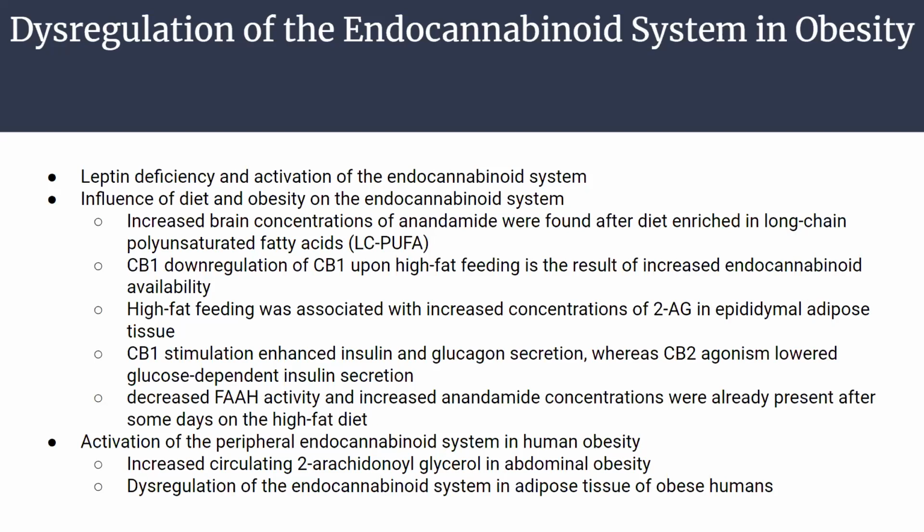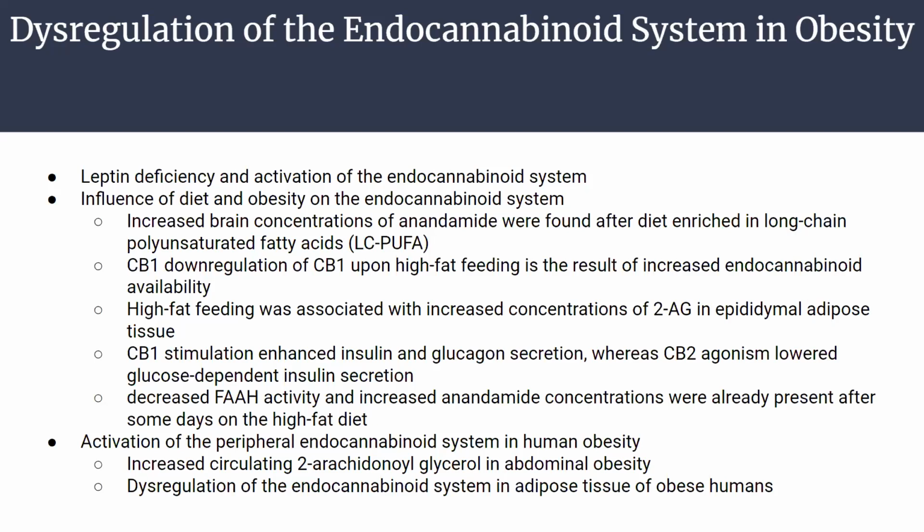The influence of diet and obesity on the endocannabinoid system was found in this way: if long-chain polyunsaturated fatty acids like arachidonic acid and linoleic acid are more, they actually increase the brain concentration of anandamide. So if somebody eats more polyunsaturated fatty acids in their food, that increases the concentration of anandamide. Then there is CB1 downregulation upon fat feeding. If you feed fat, especially PUFA or polyunsaturated fatty acids, it causes a downregulation of the CB1 receptor. That was the second thing.